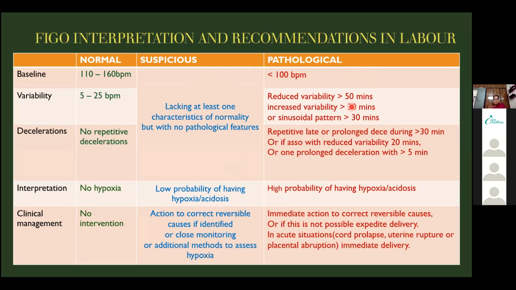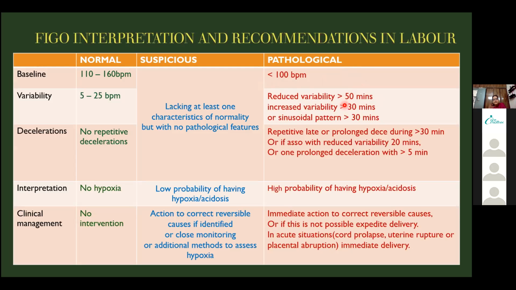Then coming to pathological. If the heart rate is less than 100, it is pathological. If the variability is reduced and it lasts more than 50 minutes, I told you, generally the sleep cycle for the baby is around 50 minutes. In that 50 minutes, there can be reduced variability. There may not be any accelerations. Heart rate may be somewhere around 110. In those situations, usually after 15 minutes, it recovers.